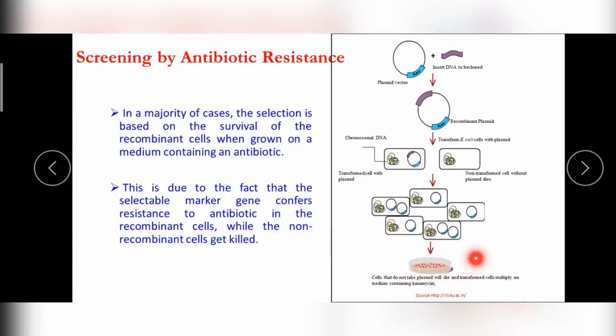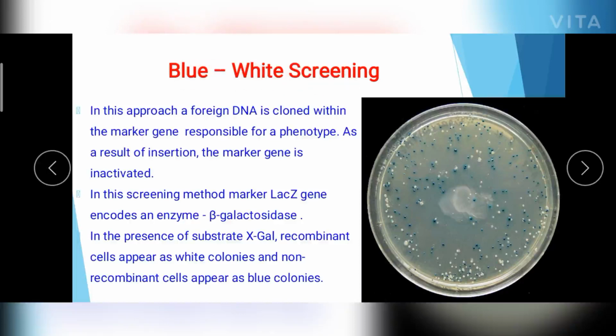When you plate the transformation mixture in a medium containing antibiotic, only our transformed cells, that is the recombinant cells, will have the ability to grow. The second method is blue-white screening. Here the recombinant and the non-recombinant cells appear in two colors. The white colonies represent the recombinant cells, and the blue colonies represent the non-transformed cells. So just by this visual appearance, you can screen the transformed cells.